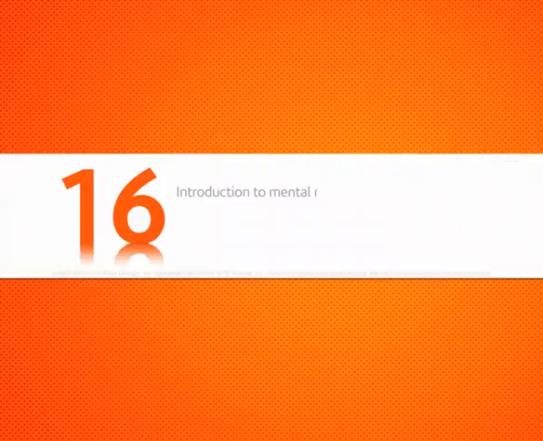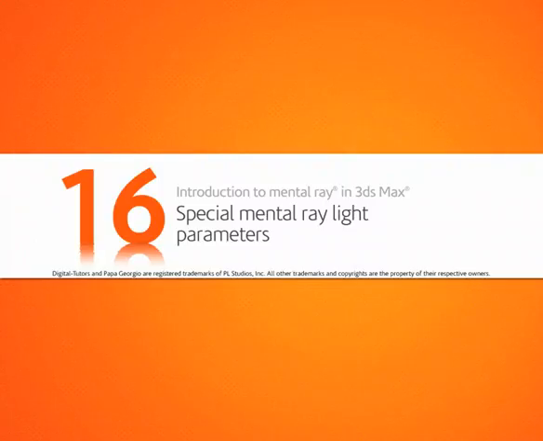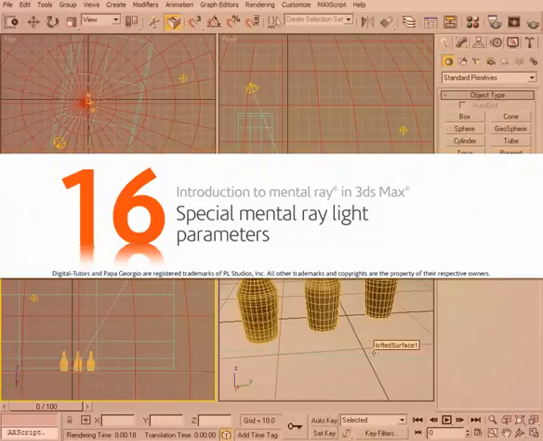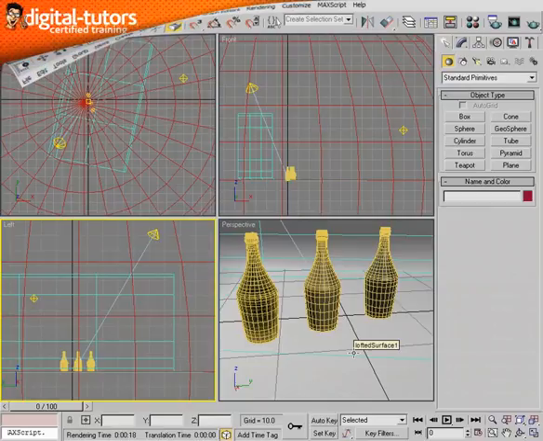Alright, in this lesson we're going to be taking a look at some of the unique properties that are found on mental ray lights. So when it comes to actually adding lights into your scene, we have a couple of different options to choose from.